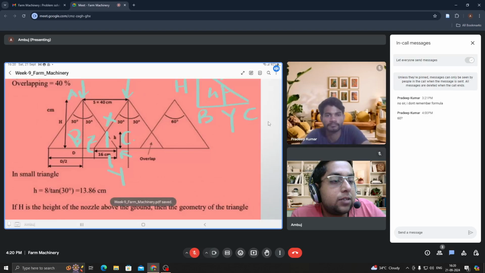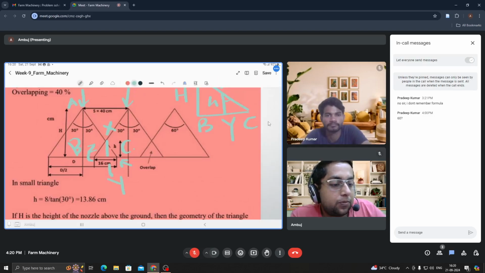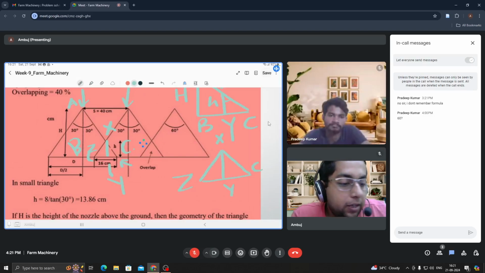Two overlaps are there like this. I'll make this figure also, and the entire confusion I'll remove. X, Y, then C, then Z. I'll make the entire thing.